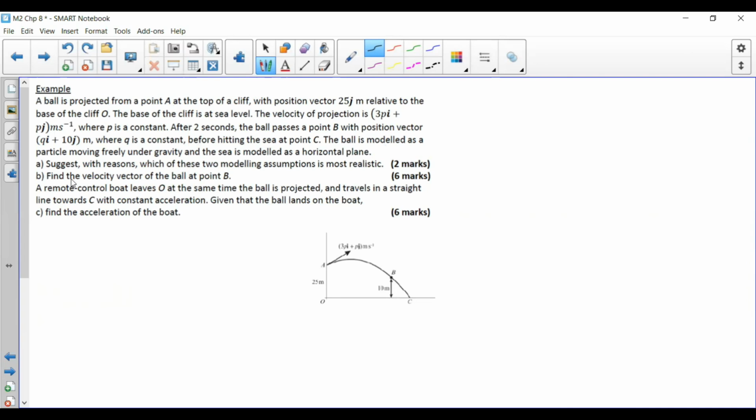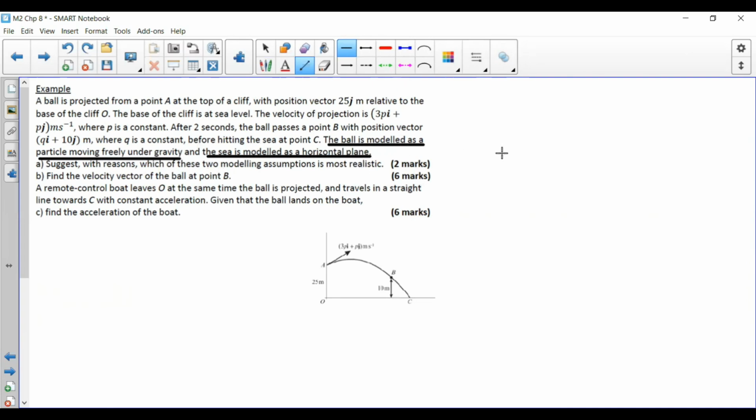Okay, right, question A. Suggest with reasons which of these two modeling assumptions is more realistic. So where are the two modeling assumptions? First of all, the first modeling assumption is the ball is modeled as a particle moving freely in gravity. The second assumption is the sea is modeled as a horizontal plane. Maybe you can think about which one is more realistic. So which one would you put down in the exam for 2 marks?